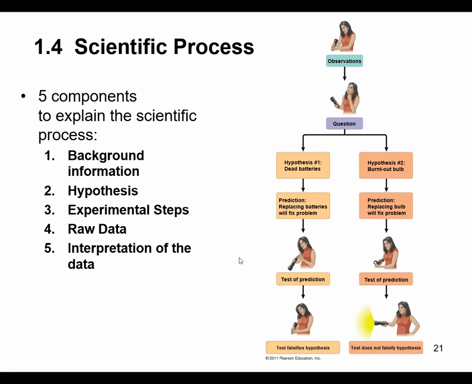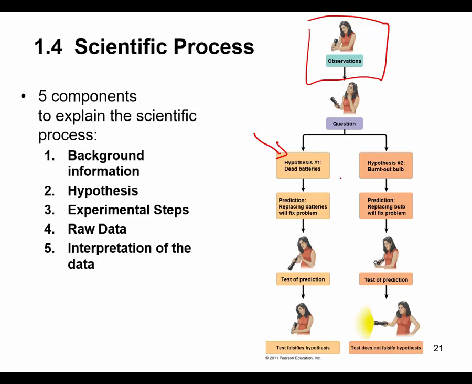This is the scientific method. It's not something you can't deviate from. I don't want you to think it's written in stone. You of course can. But first you make an observation, like this lady made an observation. Her flashlight didn't work. And she asked herself a question: I wonder why the flashlight doesn't work. Could it be the batteries? Could it be the bulb? Well, those are hypotheses. Your best guess, an educated guess, if you will.